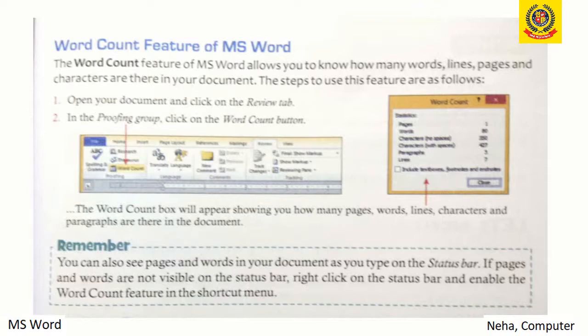There is something important which we should remember, that we can see pages and words in our document as we type on the status bar. There's a status bar below the screen and we can see how many pages and words are there in the document. If the pages and words are not visible on the status bar, we can right click on the status bar and enable the word count feature in the shortcut menu. So we'll see in Microsoft Word how to use word count feature.